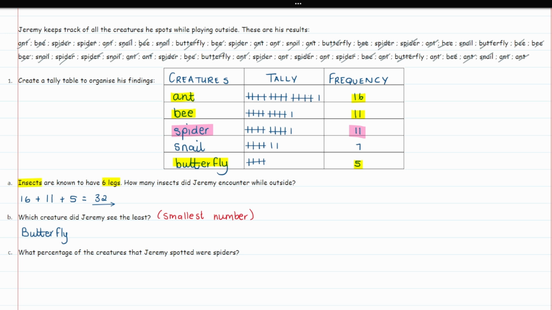Question C asks what percentage of the creatures that Jeremy spotted were spiders. Well, we know that there were 11 spiders, and if I had to add up all the creatures altogether, I would get 50. So in other words, 11 out of the 50 creatures were spiders. To turn this fraction into a percent, I first need to make my denominator into 100. I can do this by multiplying by 2, and what I do to the bottom, I need to do to the top, so this gives me 22 out of 100. As a percent, I have 22%.